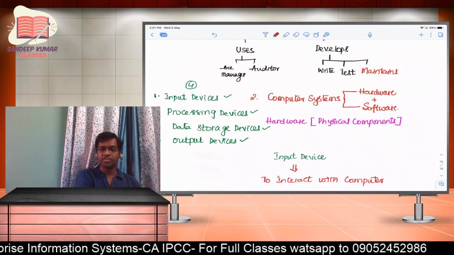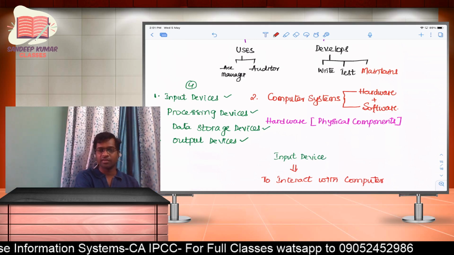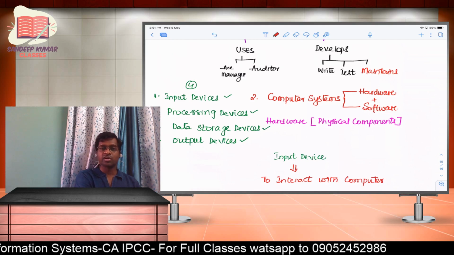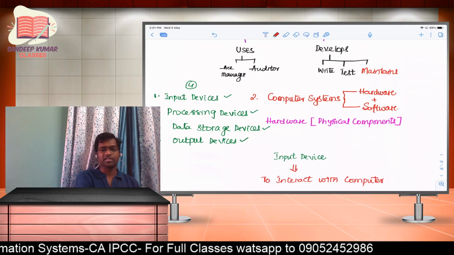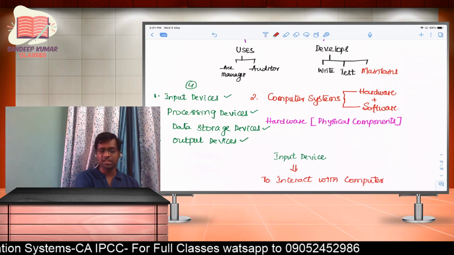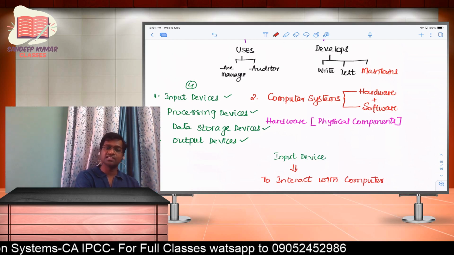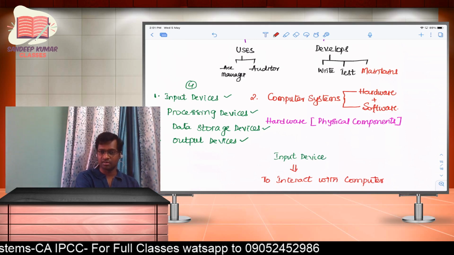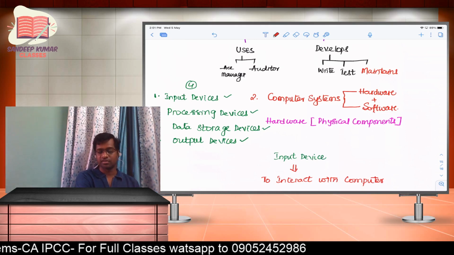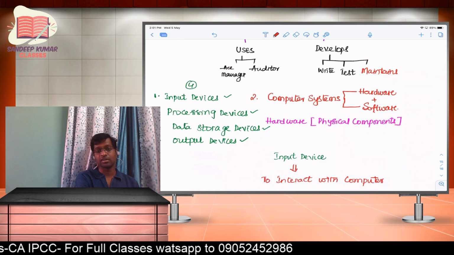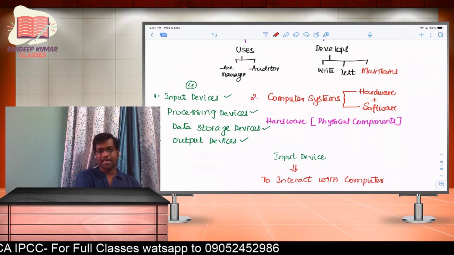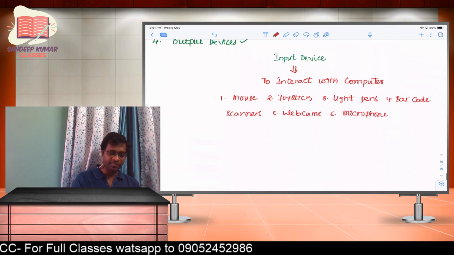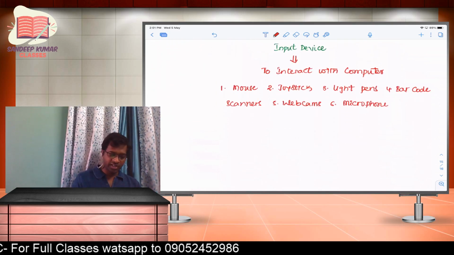We started with hardware. What do you mean by hardware? Any physical component of a computer is called hardware. What are different examples of hardware devices? Input devices are hardware devices. Processing devices are hardware devices. Data storage devices are hardware devices, and output devices are also hardware. So we completed the first one, the input device.